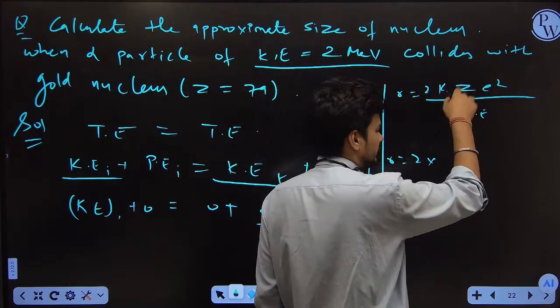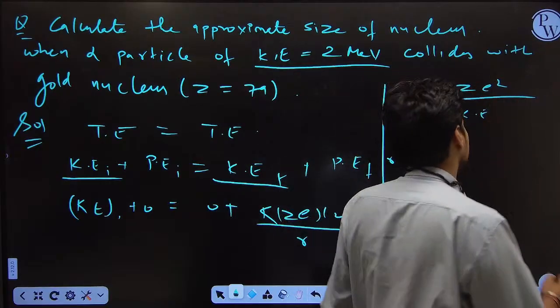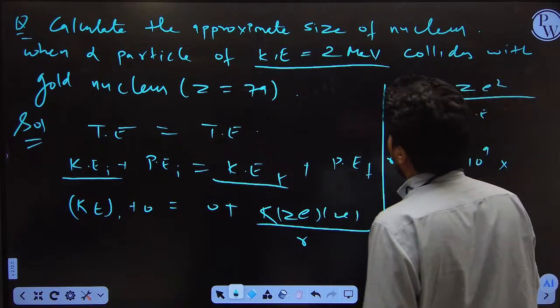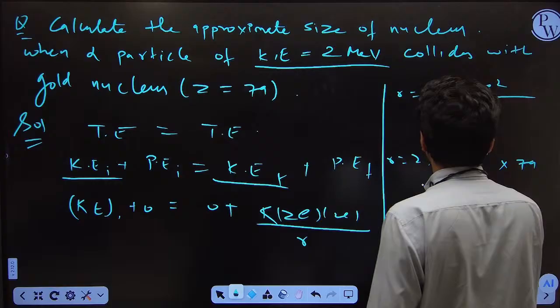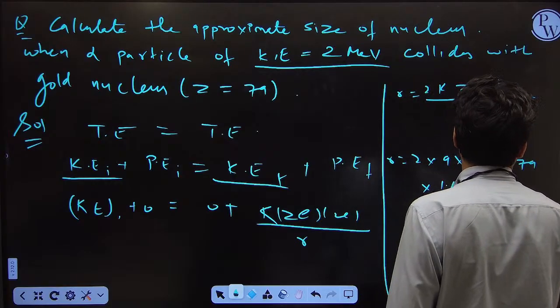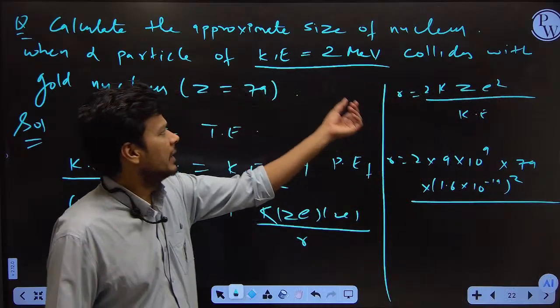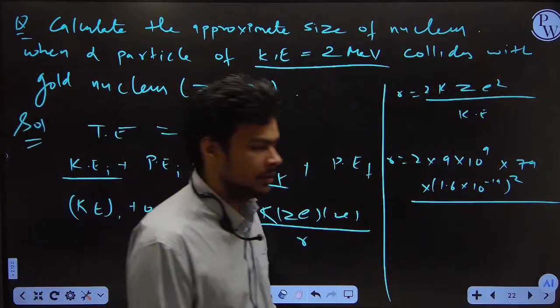What is the value? 9 into 10 raised to the power 9. What is Z? 79. What is e squared? 1.6 into 10 raised to the power minus 19, all squared. How much is the kinetic energy? 2 MeV. So what is that?